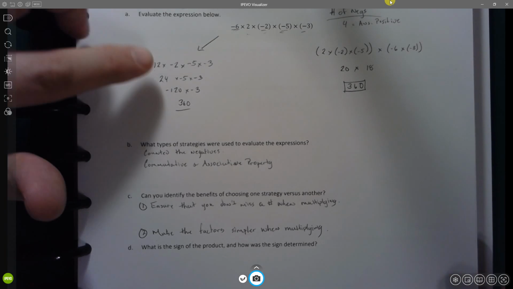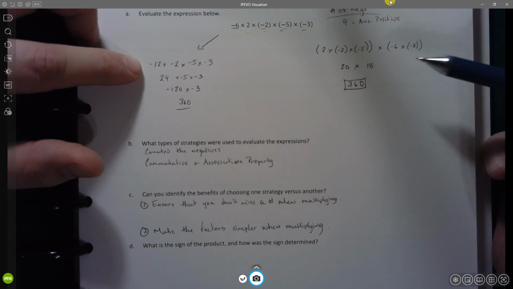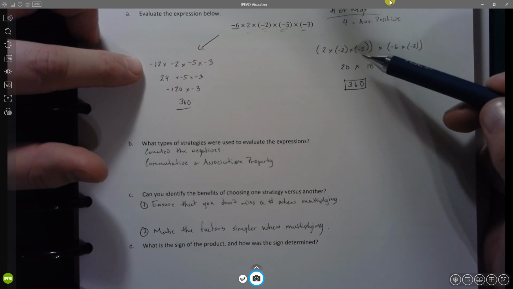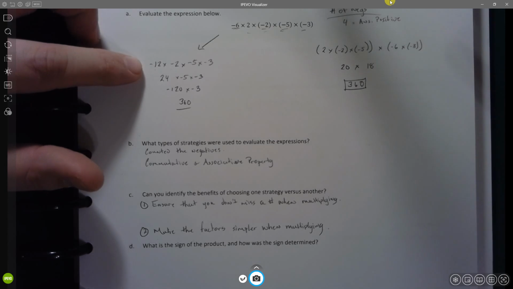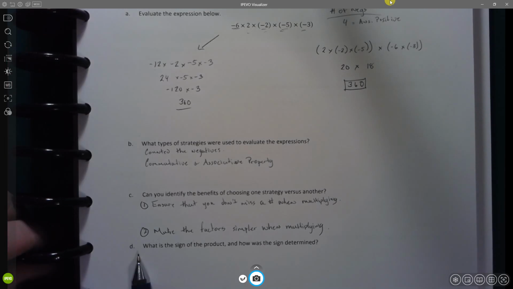So in the first arrangement, we can guarantee that we don't miss a number when we're multiplying. But in the second one, we can group our factors together to make it easier to get better products. Something that becomes a little easier to do, okay? Now look at part D. What is the sign of the product and how is the sign determined?